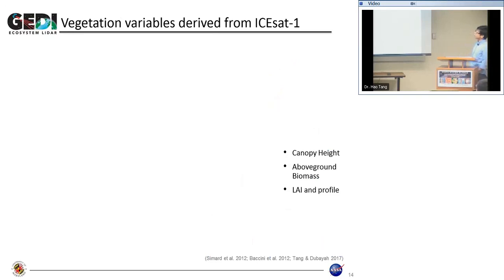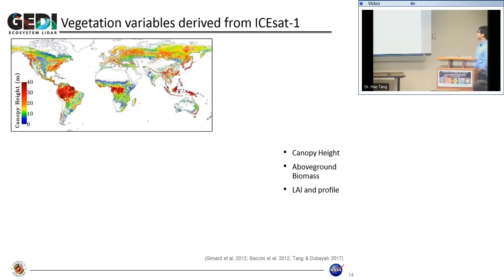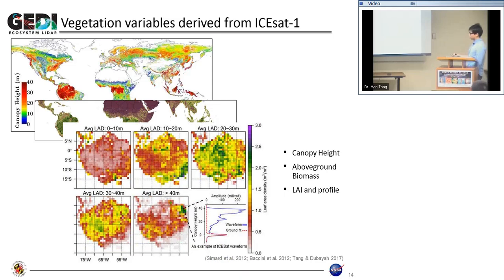So there are a bunch of vegetation variables based on the ICESat-2 data. The canopy height, for example, from Mike Lefsky and Marc Simard at JPL, and also above-ground biomass estimates, notably Sassan Saatchi and Alexander Bacchini. I'm more interested in this, the AOAI vertical distribution.